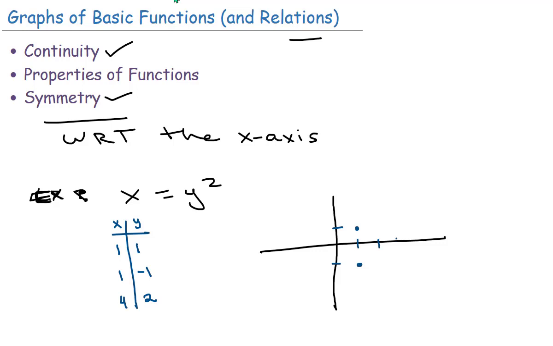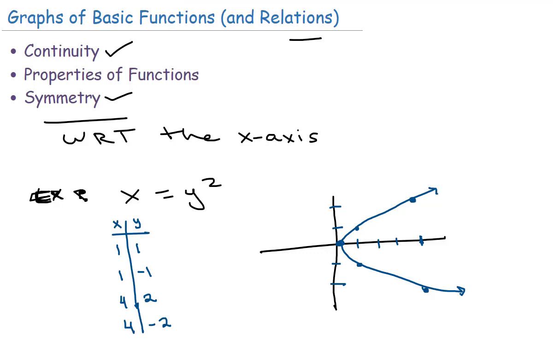So when x is 4, y is 2. But also, if y is negative 2, if you square that, you're going to also get 4. So x is still 4 over here, but y is now negative 2. And so you get this sideways parabola. 0, 0 is also on this graph. And so this is a relation, this is a graph, but it's not a graph of a function.